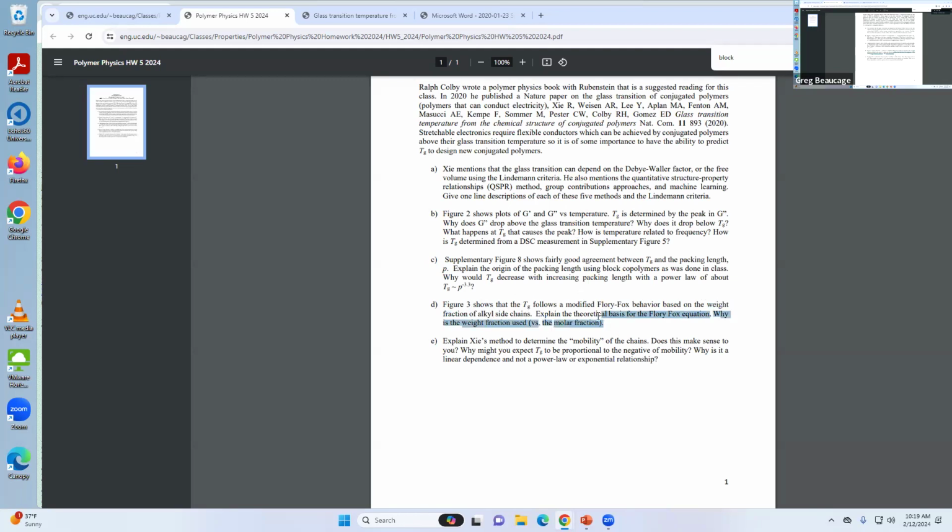The theoretical basis, I think you just have to fish around. There isn't an answer to that. I don't think Fox gave a theoretical basis for it. So it's just an observation. But maybe you can come up with a hand-waving explanation, something to do with free volume or with frequency, like the vibration frequency of the thing. If not, it's okay. Sometimes the latter questions in these are kind of open-ended.